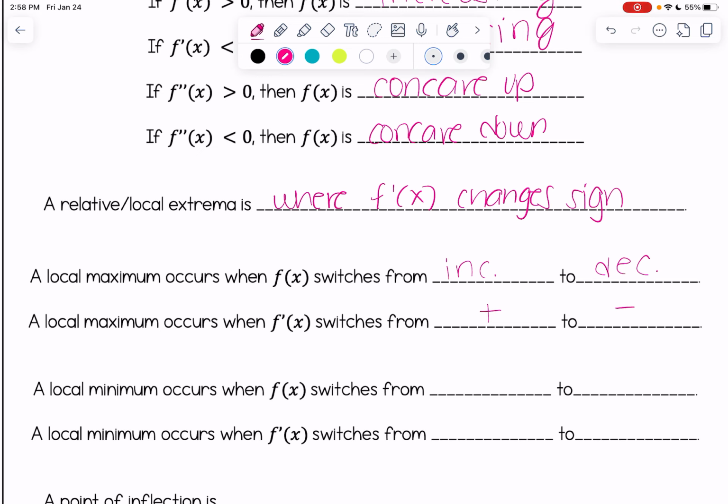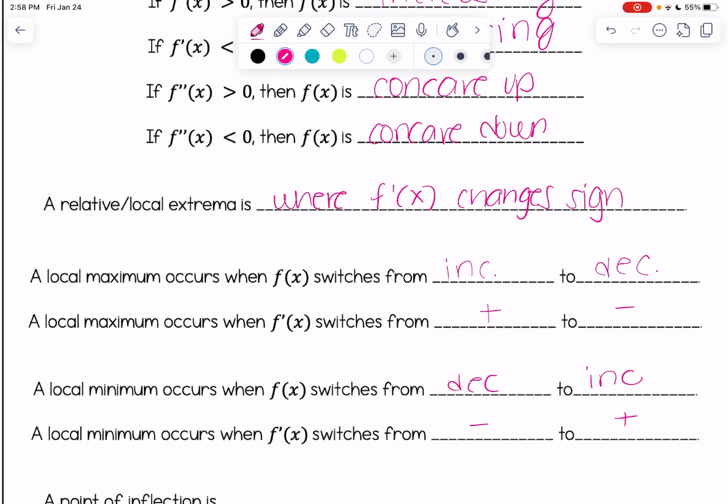And then we have the reverse. A local minimum occurs when f of x switches from decreasing to increasing, or the derivative switches from negative to positive. If you have trouble remembering those facts, always try and draw it out.